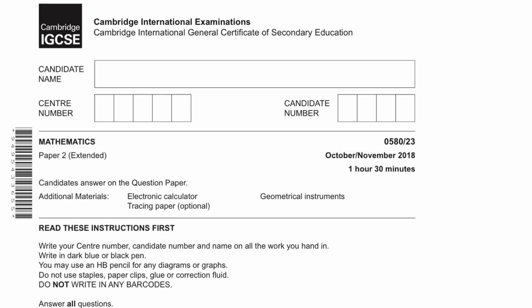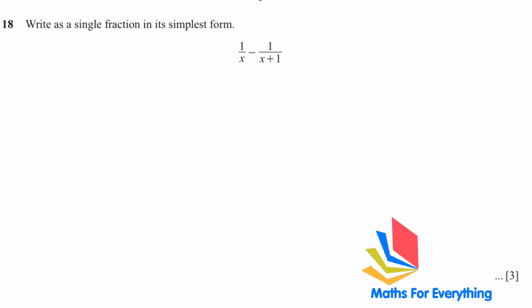In today's video, we are going to solve Cambridge IGCSE Mathematics Paper 2 Extended Variant 2-3, November 2018, question number 18 onwards. Question number 18. Write as a single fraction in its simplest form.